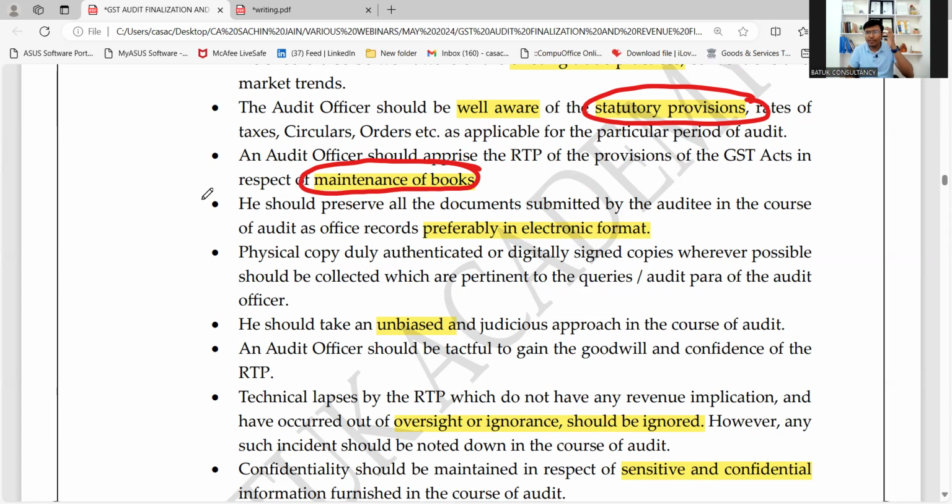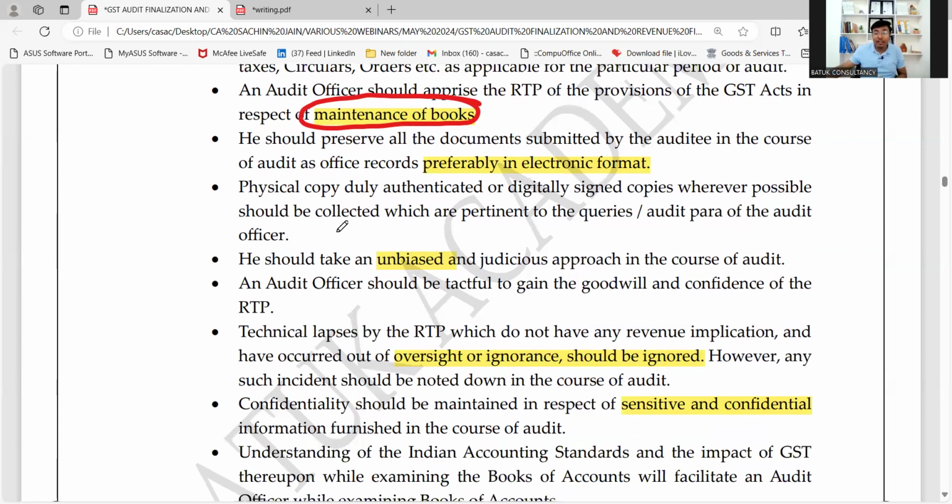So these are the things we need to be very much careful about from the initial point so that we can finalize the GST audit in a perfect and efficient way. We also need to check that all the records, all the documents which are submitted by the taxpayer should be in electronic form. Don't take any form in physical way. Try to collect all the data, all the documents in a digital mode.